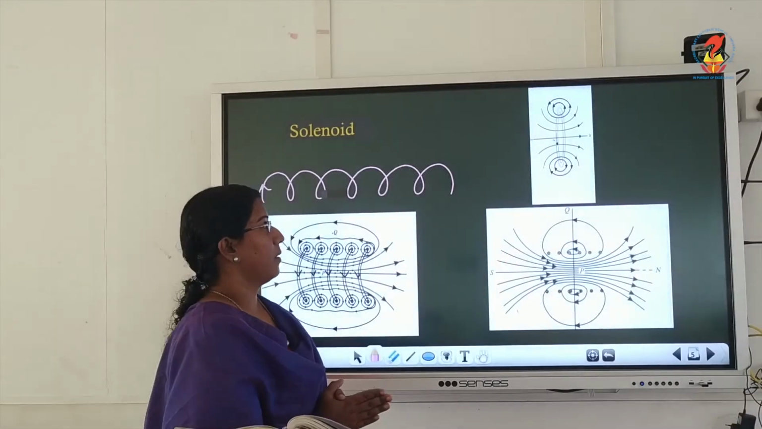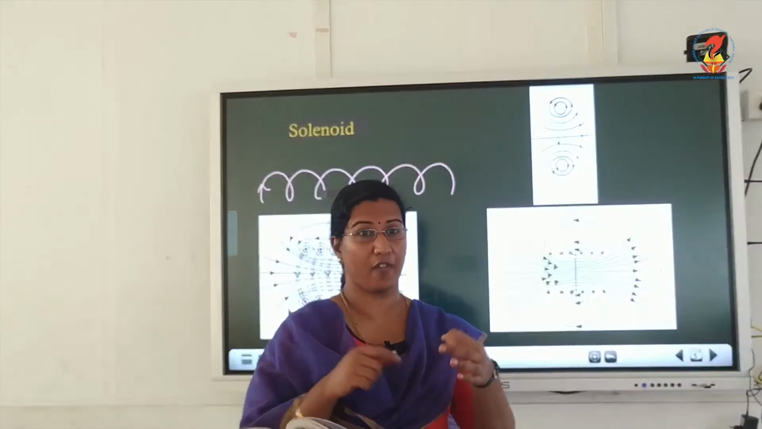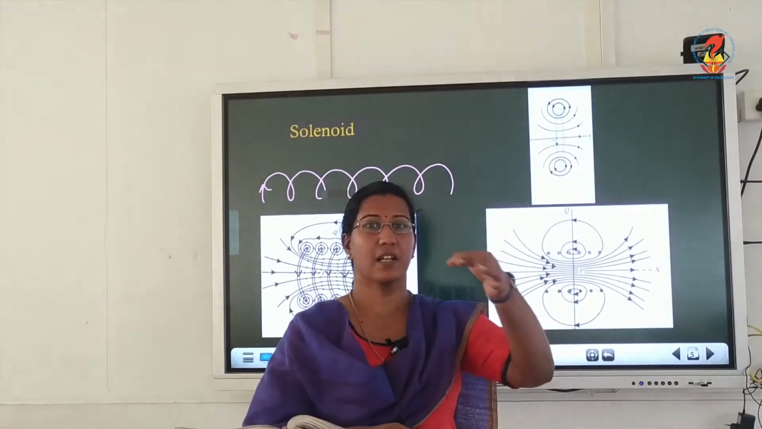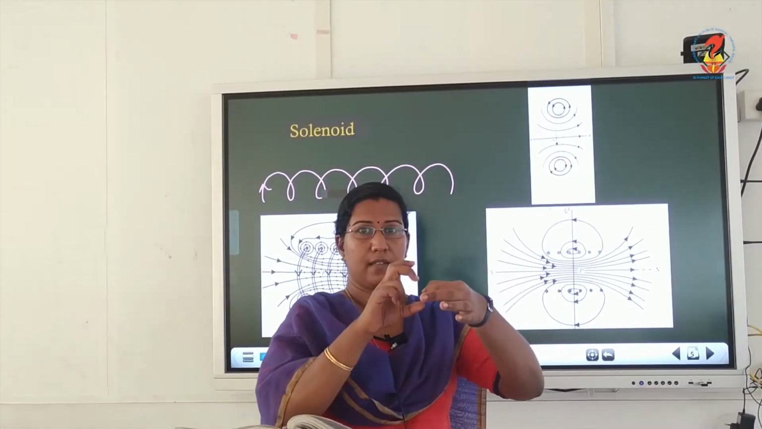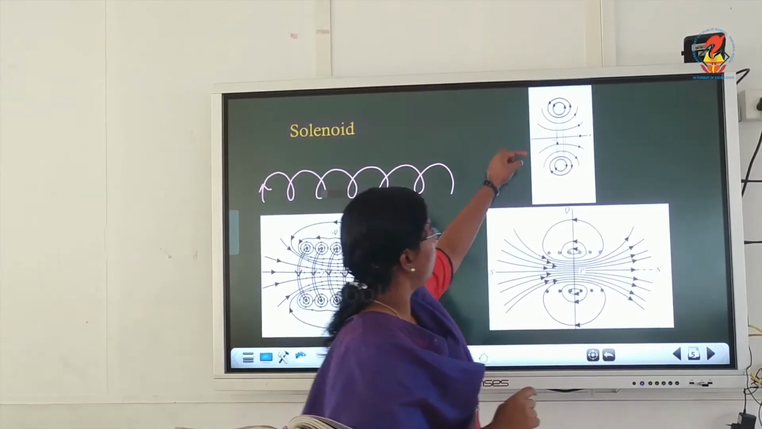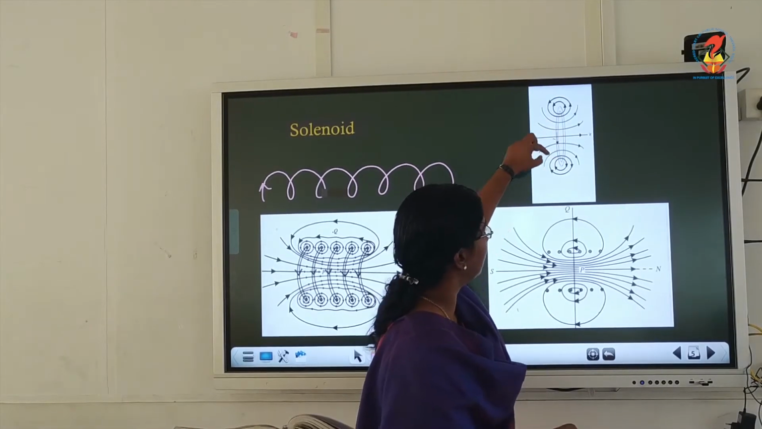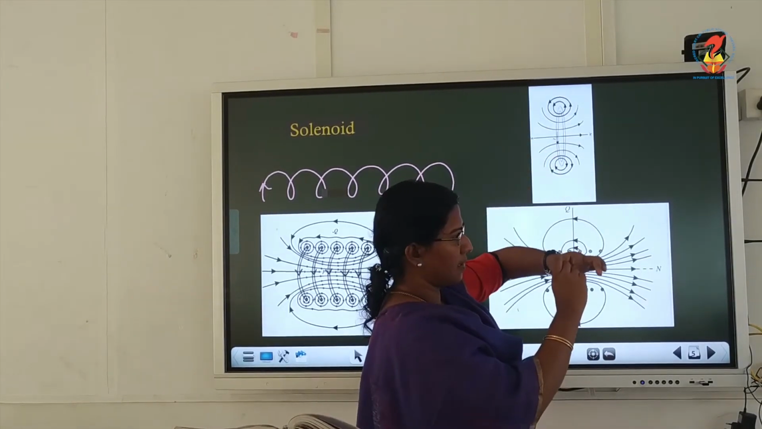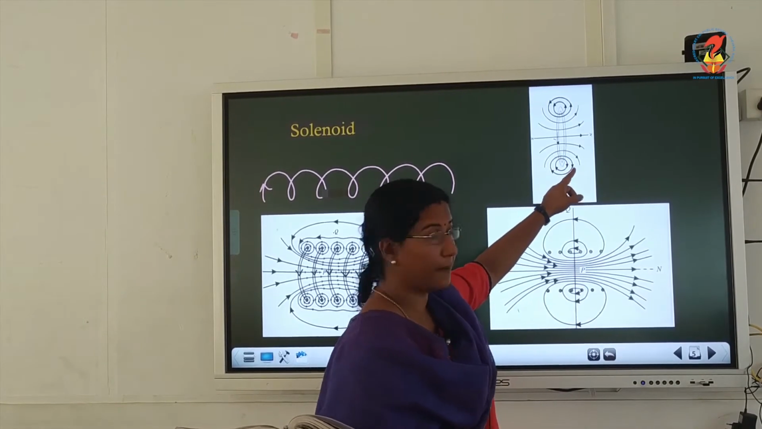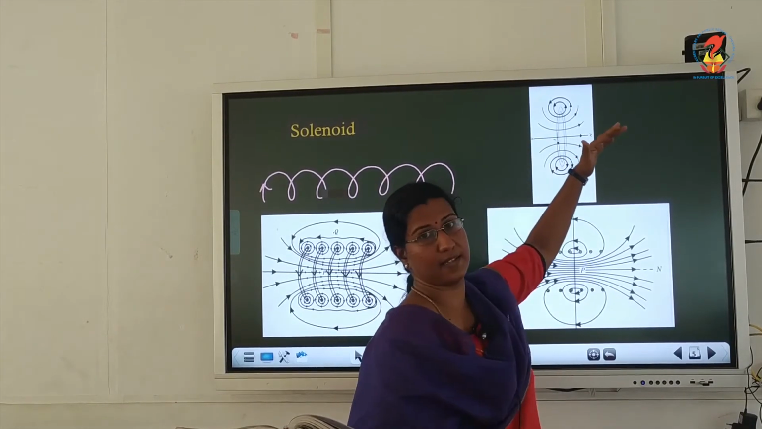Now, in the previous class, we studied the pattern obtained by a circular coil of wire when current passes through it. I told you, if we have a circular coil, the field lines near the coil will be concentric circles, and as we move towards the center of the coil, we get almost parallel lines. This is a coil of wire carrying current.